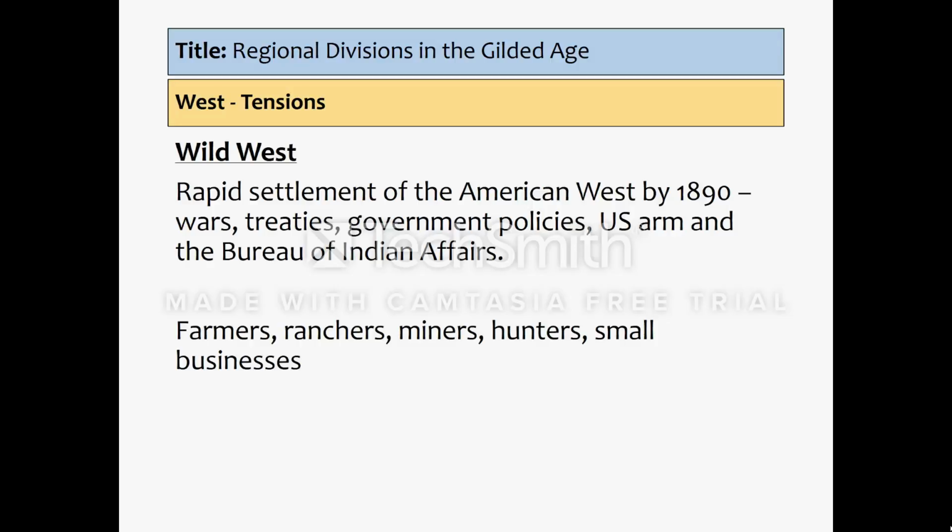By 1890, really, the West had been rapidly settled. There had been years and years of westward expansion. That was through wars, through treaties with the Native Americans, through government policies, through the US Army, and an organisation called the Bureau of Indian Affairs that we will look at in more detail later on in the course as well. Now, it wasn't just between Native Americans and Americans that this social tension was evident. It's also between farmers, ranchers, miners, hunters, small businesses as well that we'll look at.